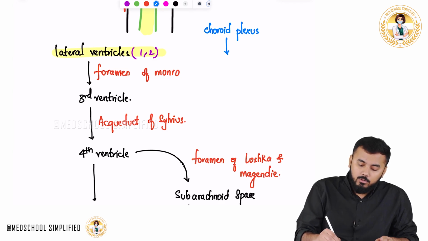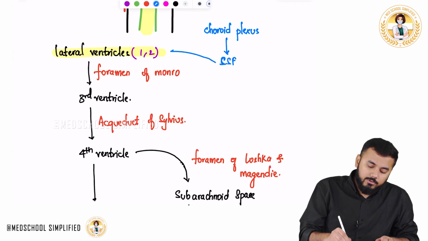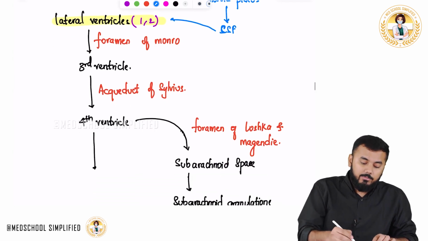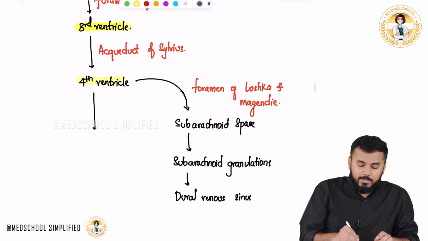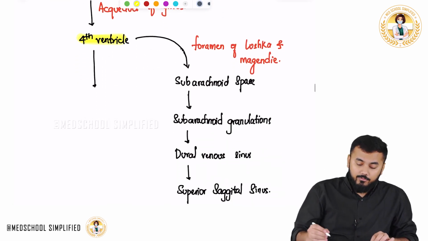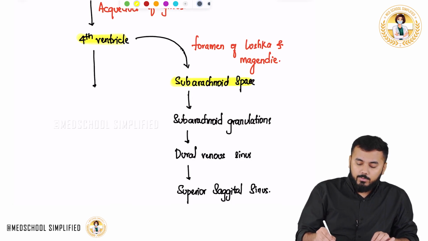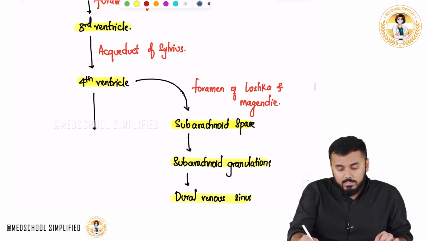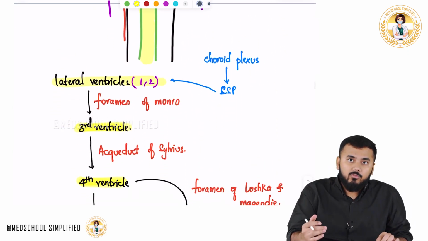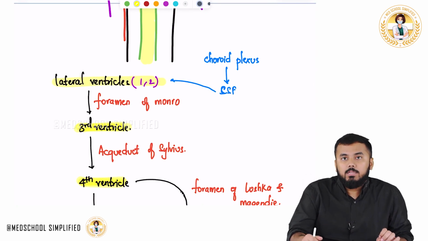Choroid plexus, what does it do? It secretes the CSF, and this CSF first enters into your lateral ventricles. From the lateral ventricles, where does it go? It will enter into the third ventricle. From there it enters into your fourth ventricle, and from there it will enter into your subarachnoid space, then subarachnoid granulations, and dural venous sinus and superior sagittal sinus. So, this is the pathway of the CSF that is passing.